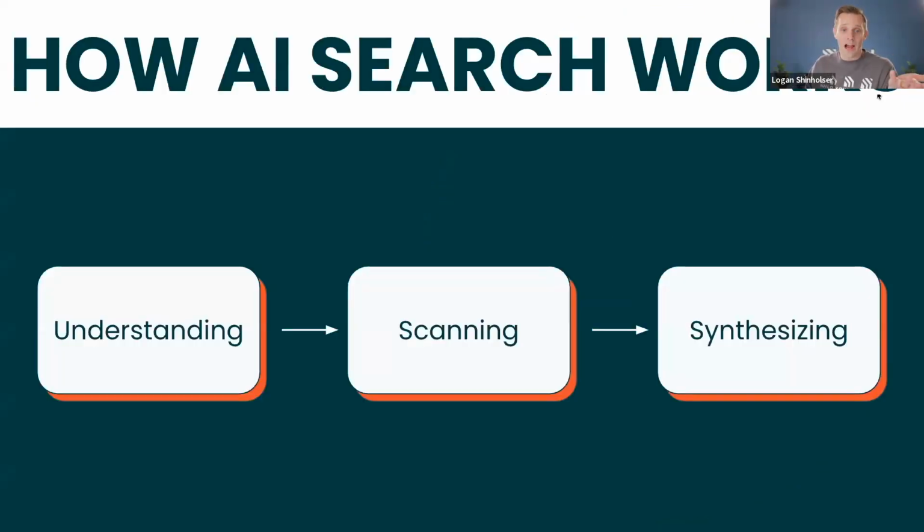Let's go through how actual AI search works. There are different names for it. The official name is RAG, but to make it a little easier to understand, it's going to be three phases: understanding, scanning, and synthesizing. And that is the premise of how AI search works.